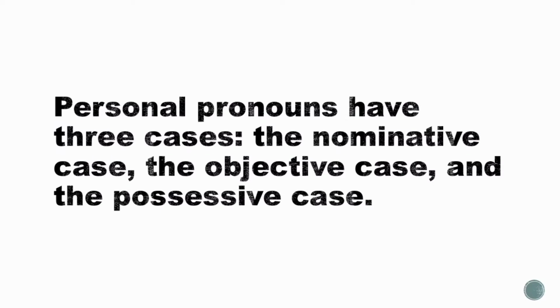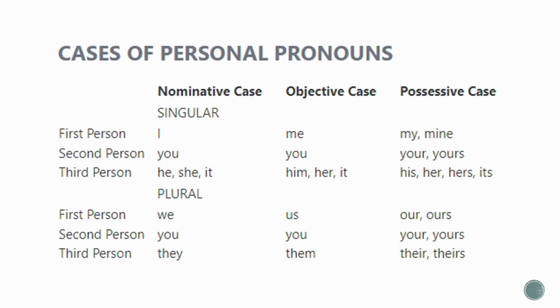Personal pronouns have three cases: the nominative case, the objective case, and the possessive case. Illustrated in this table are the pronouns for each of the cases and which person they belong to, the first person, second person, or third person. So for the first person, we have I for the nominative case, me for the objective case, and my and mine for the possessive case.